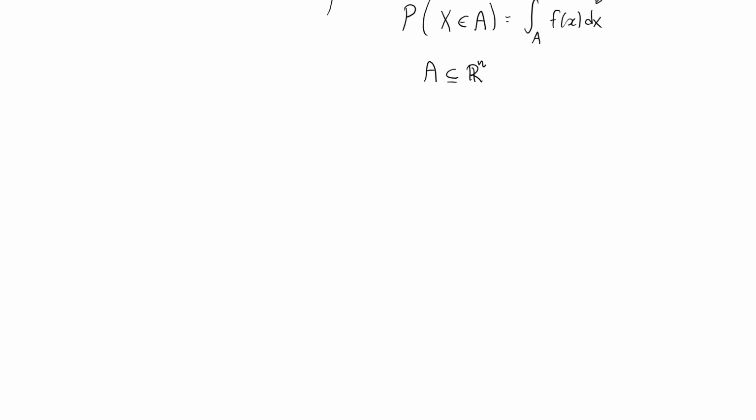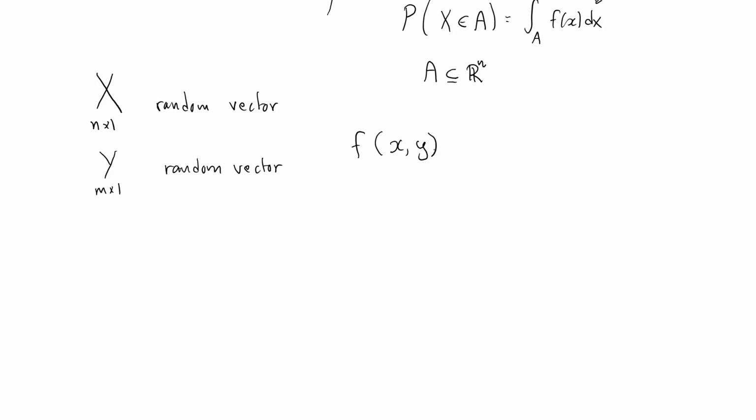If I have two random vectors, X being an n by 1 random vector and Y being an m by 1, then if they're continuous, I can consider the joint PDF of these two random vectors, which we then simply denote by f of x, y. But in this case, it is actually a function of n plus m variables. It's a function of x1 through xn and of y1 through ym.